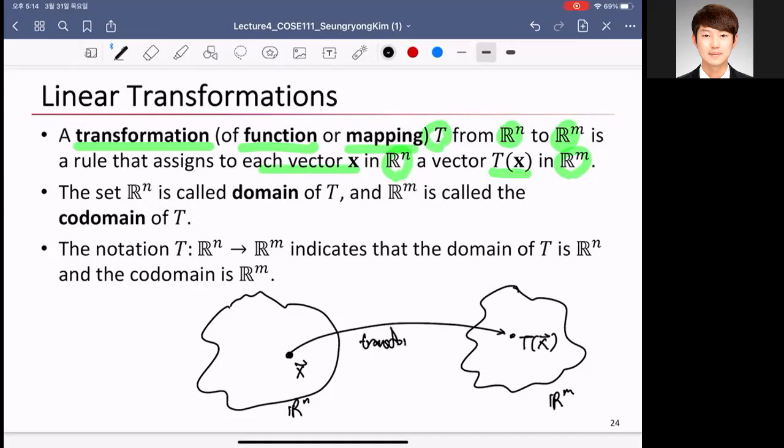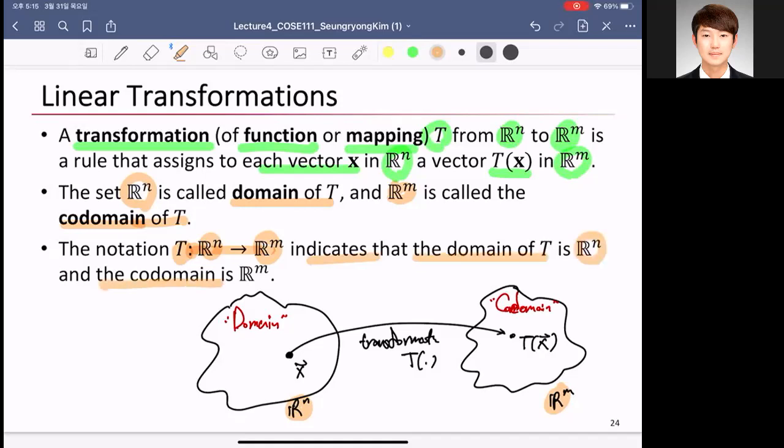In this case, we define two terms. Rn here is the domain of T. And Rm here is called the codomain of T. So the notation T: Rn to Rm indicates that the domain of T is Rn and the codomain is Rm. Looks like this. So this is the definition of the transformation.